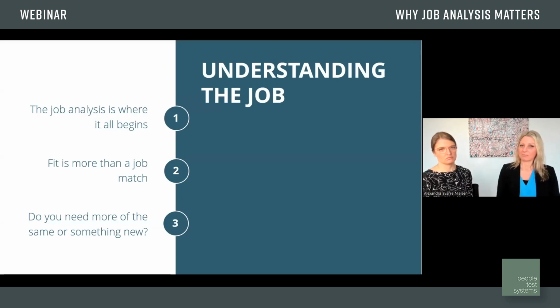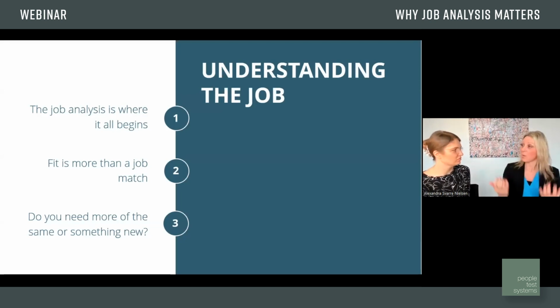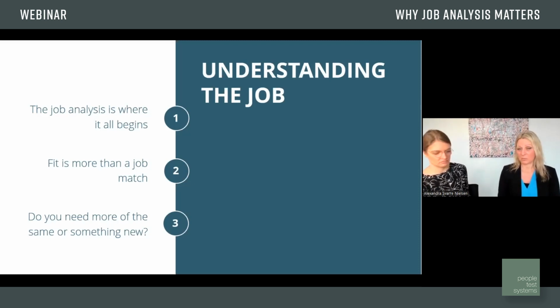So yeah, understand the job. The job analysis really is where everything begins. I think we've made that clear now. And remember that job fit, person-environment fit, is just a lot more than a match from conducting a job analysis. There is a lot more to it, and we will come back to that as well. And then definitely consider whether you need more of what is already there in the team or in the company, or if you need something new. These three things are very important in order to conduct the job analysis and understand the job.